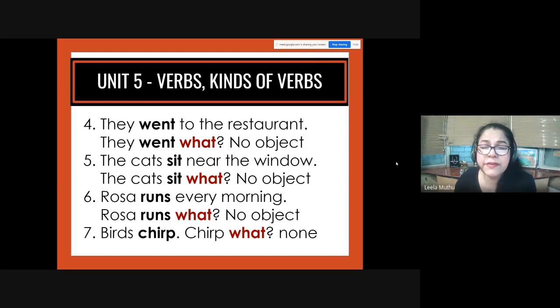The cats sit near the window. The cats sit what? The cats sit whom? There is no object. It shows you where the cat is sitting. But like I told you, we are only interested in what and whom. So sit is an intransitive verb. Rosa runs every morning. Rosa runs what? Rosa runs whom? There is no object which completes the sense. It tells you she runs every morning. When does she run? We are not interested in when at the moment. Birds chirp. Birds chirp what? Birds chirp whom? There is no object. It is an intransitive verb.